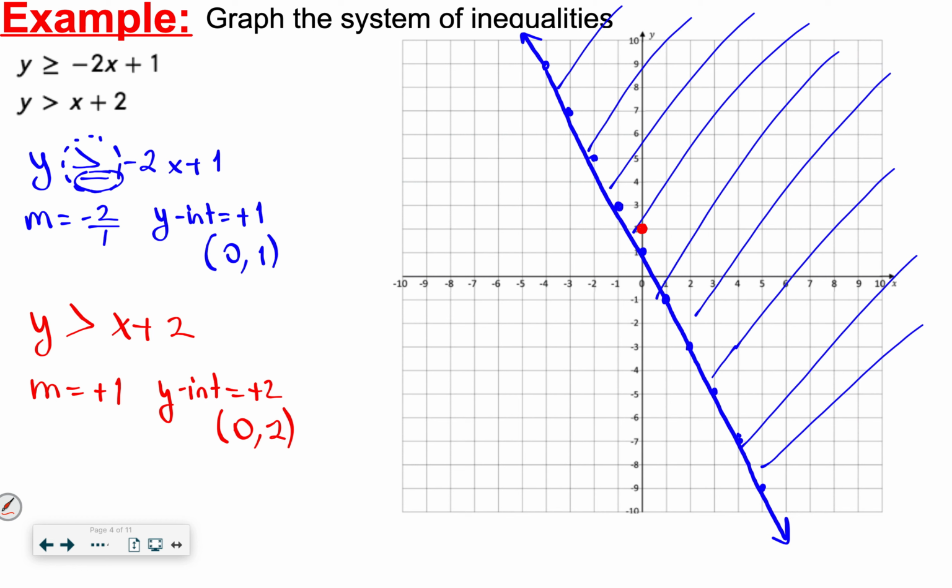1 unit up, 1 unit right. 1 unit up, 1 unit right. Or 1 unit down, 1 unit left. 1 unit down, 1 unit left. Now we will decide either a dashed or solid line. How? This inequality symbol doesn't include an equal sign. That's why we will use a dashed line.